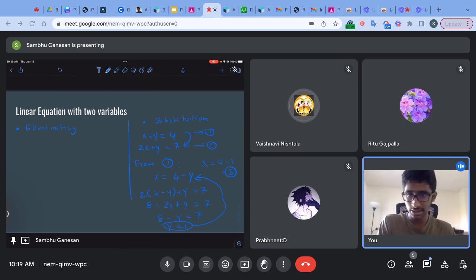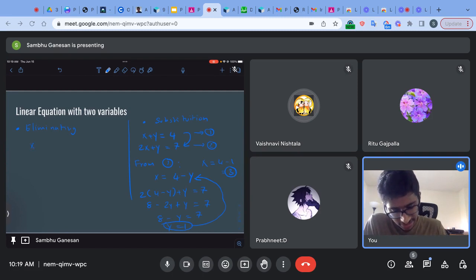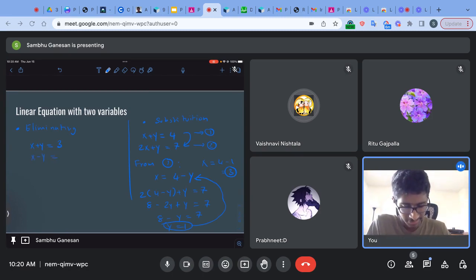Elimination is, in my opinion, a little bit nicer, so let's look at that. Take x plus y equals 3 and x minus y equals 1. We want to eliminate a variable, and conveniently, when you add the two equations up, the y terms cancel out. Let's add these two equations. You get 2x, since plus y minus y cancels out, equal to 4. Dividing by 2, you get x equal to 2.